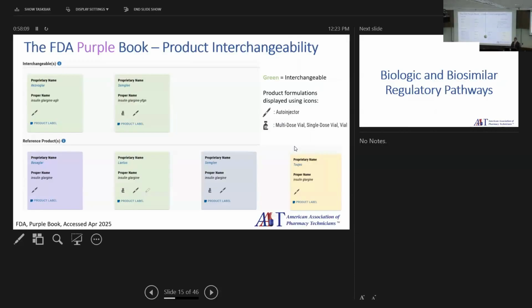Yeah, I was looking at Humira to list as an example for the presentation, and it had like 12 actually. So I almost did Humira instead of Glargine for this search, but I thought that more people would have experience with Semglee and Rezvoglar.